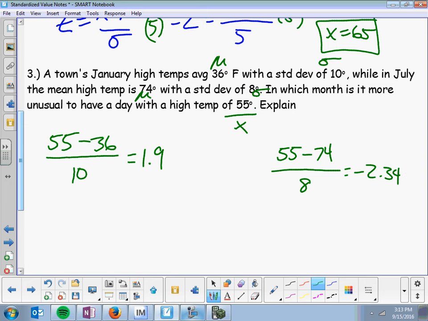Now, you automatically start to associate positive numbers as being better, but in this case, a -2.34 is far more unlikely because it's more negative. The magnitude of the number is bigger. 2.34 is bigger than 1.9. It just so happens to be in the negative direction. So according to this question, we would say that 55 in July is more unlikely than 55 in January.